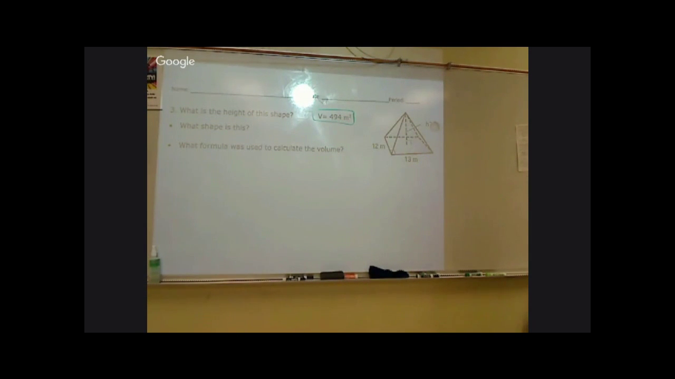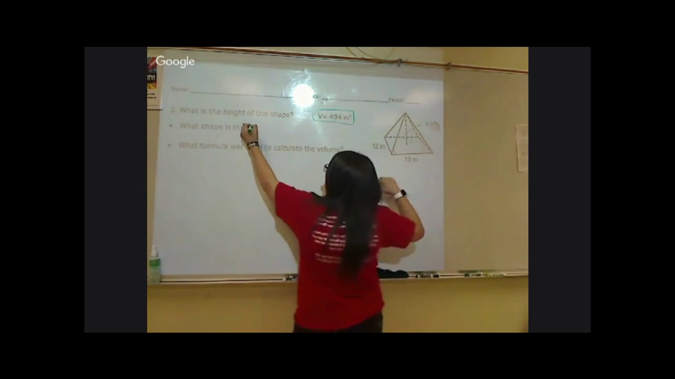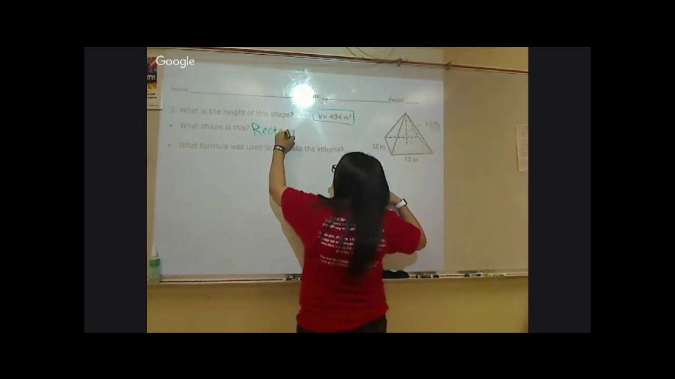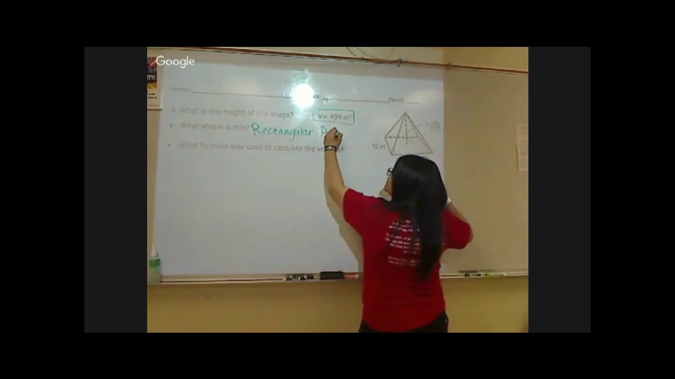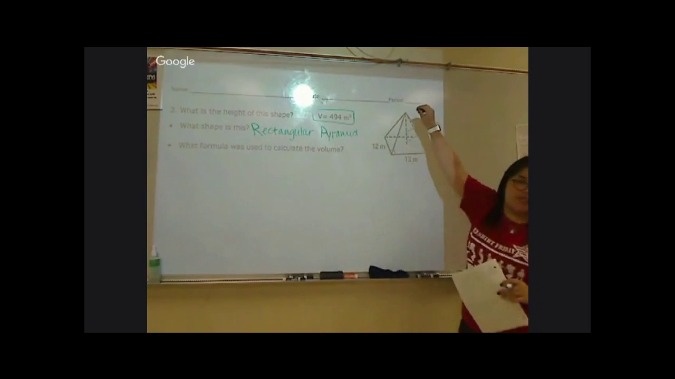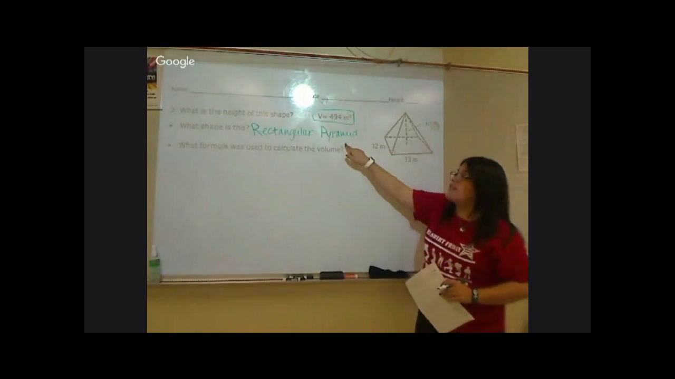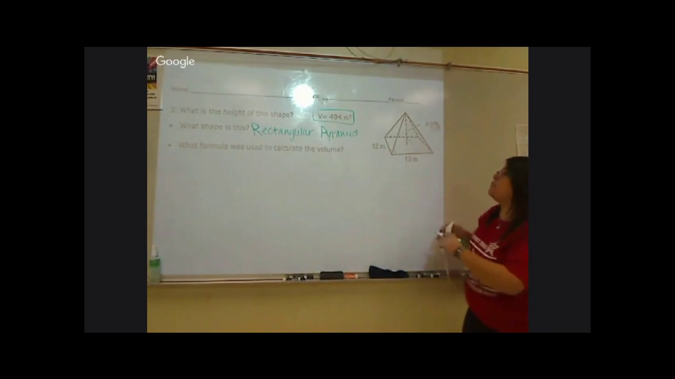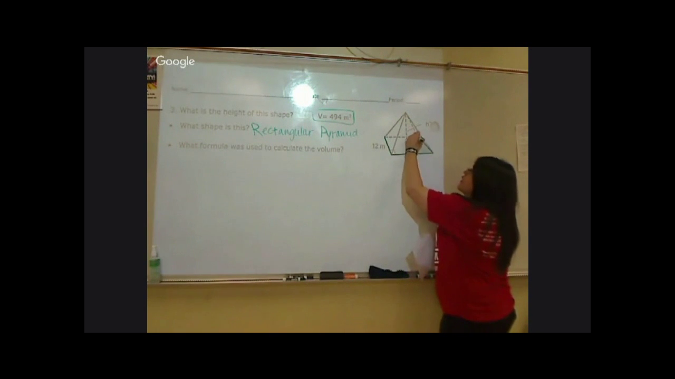I've already told you it's a pyramid, but specifically, raise your hand if you can tell me what type of pyramid this is. What shape is its base? A rectangle, so it's a rectangular pyramid. It's a pyramid because it only has one base and all of my sides meet at a single vertex or point. It's a rectangular one because the base is in the shape of a rectangle.